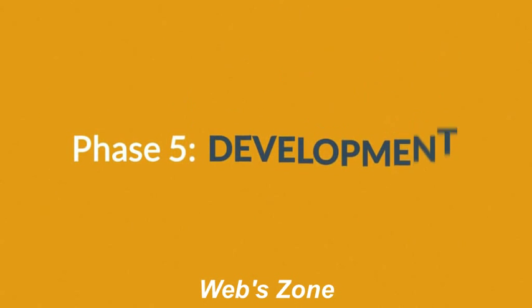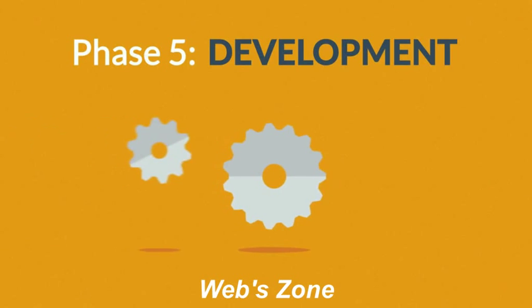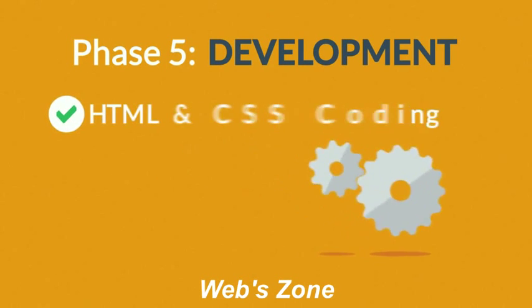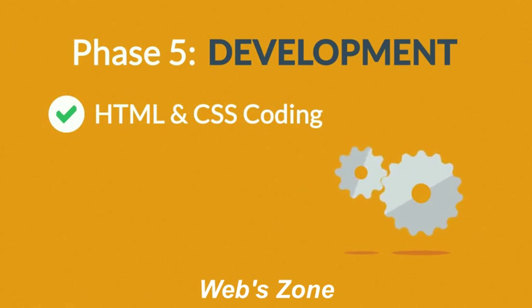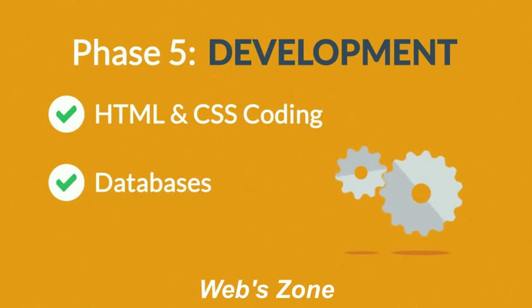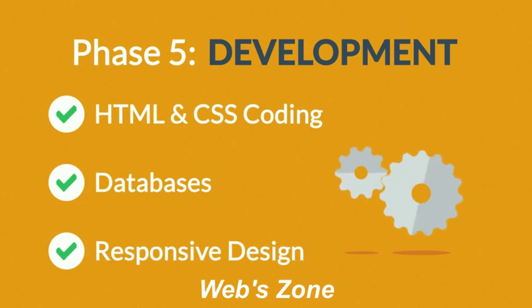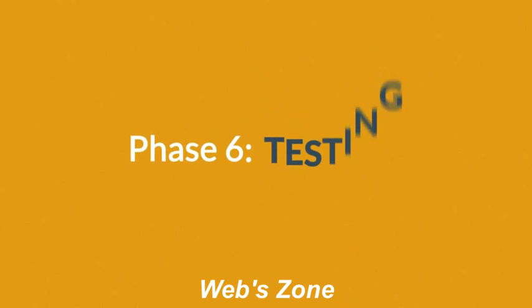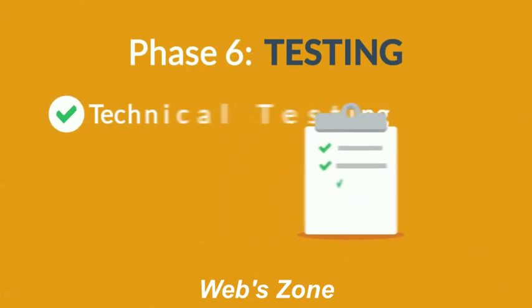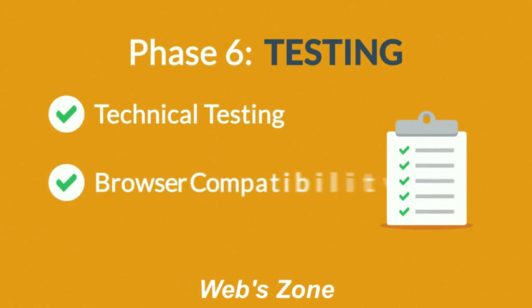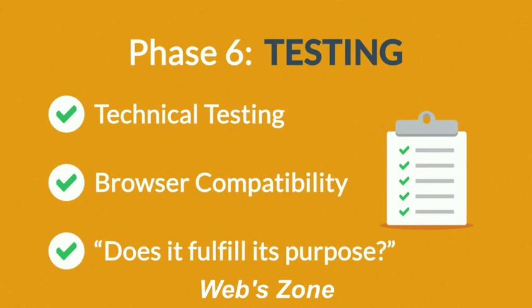Phase 5. Development. Here, we actually create the website using the hypertext markup language and cascading style sheets with some help from databases and other technologies as well. If needed, our websites can be made accessible to mobile devices too. Phase 6. Testing. We test all the technical features like code and scripts, compatibility with major browsers, but we also ask ourselves if the website really fulfills its purpose.